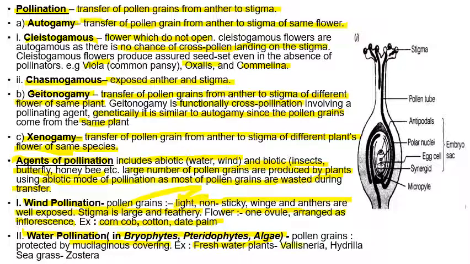Freshwater plant examples where water pollination occurs are Vallisneria and Hydrilla. Some marine plant examples are also there. They use water as a pollinating medium, for example seagrass, that is Zostera. So basically we have seen that about 30% of plants use water as a pollinating agent.